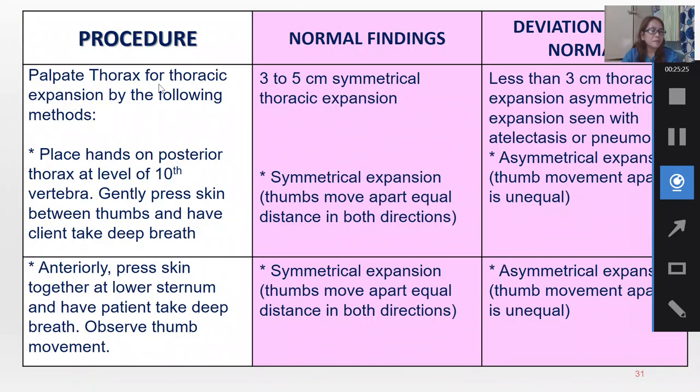Okay? Palpate thorax for thoracic expansion by the following method. Place your hands on the posterior thorax at the level of 10th vertebrae. Actually, ginawa ko na rin ito doon sa demo. Gently press the skin between the thumbs and have client take a deep breath. So, hingang malalim po. Okay, yun yung thoracic expansion. Tinuro ko na yan kanina. Bakit parang pabalik-balik yung iba? So, inuulit lang yan para mas maintindihan ninyo yung ibang findings.